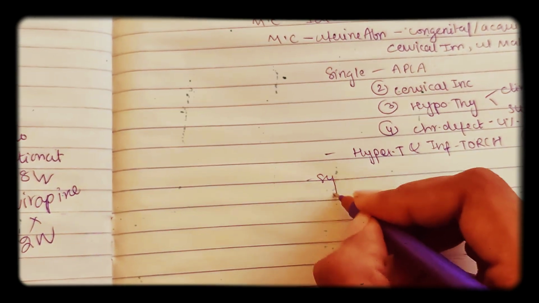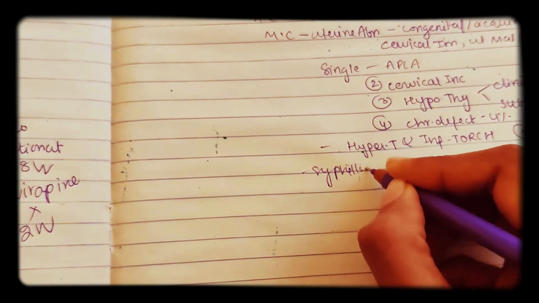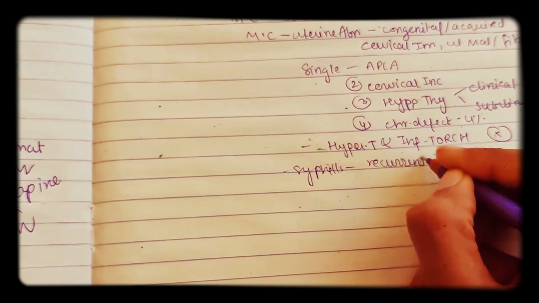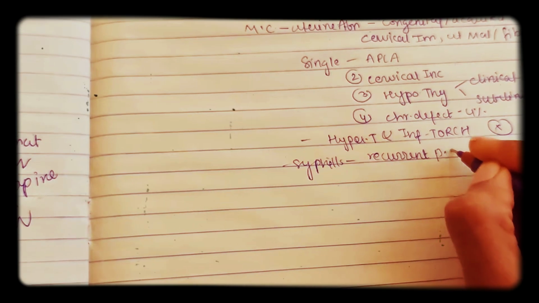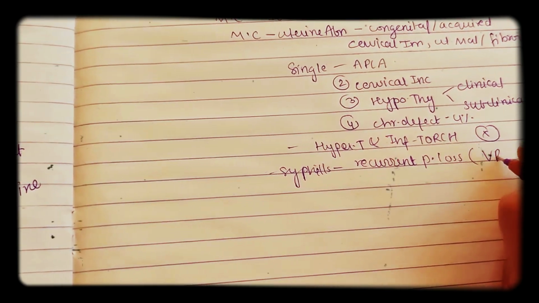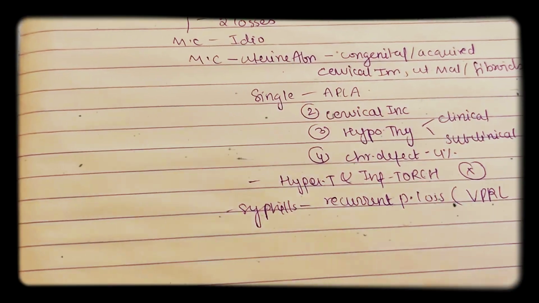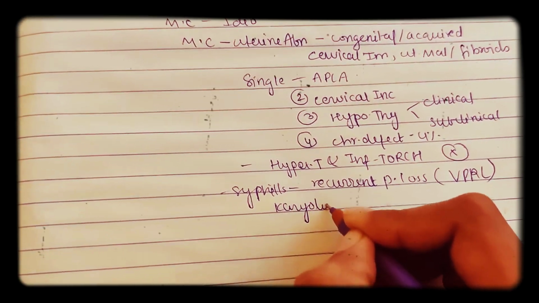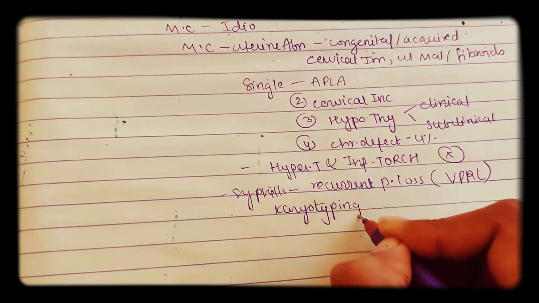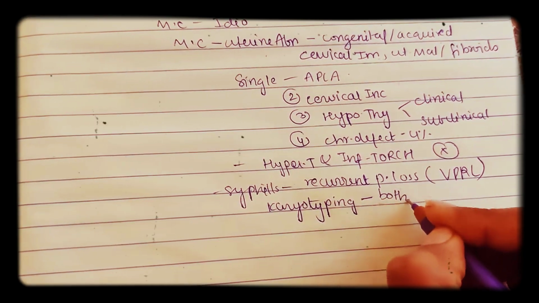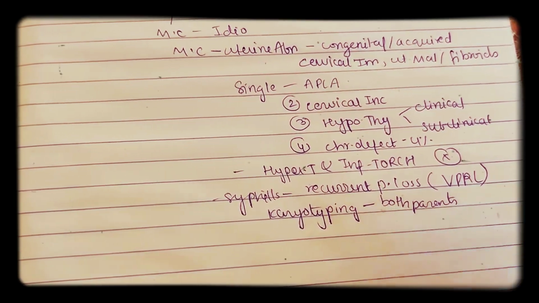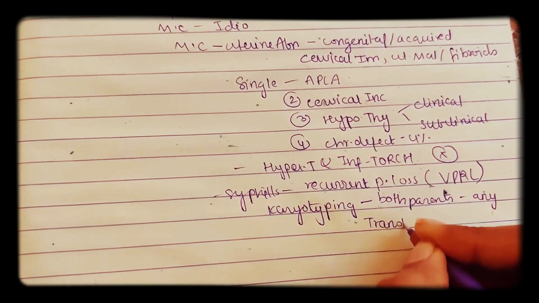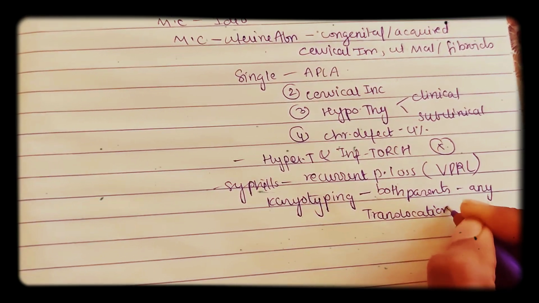Now coming to syphilis. Syphilis is the only infection which can lead to recurrent pregnancy loss, where you will do the VDRL test. Now coming to karyotyping. Karyotyping should be done for both parents, to check for the presence of any translocation.